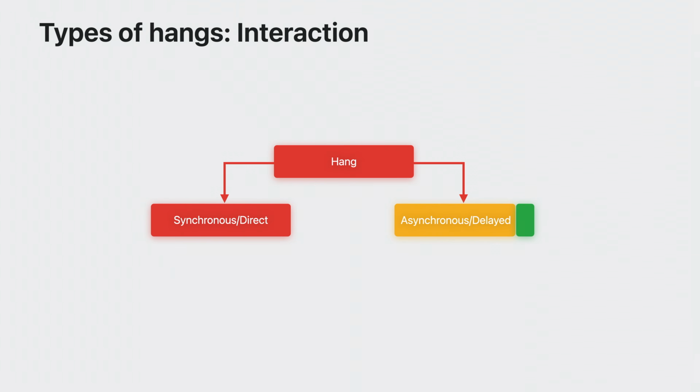This is a slightly different type of hang. We already talked about the difference between the main thread being busy or being blocked. There's another way to look at hangs, what they are caused by and when they occur. We call these synchronous and asynchronous hangs.